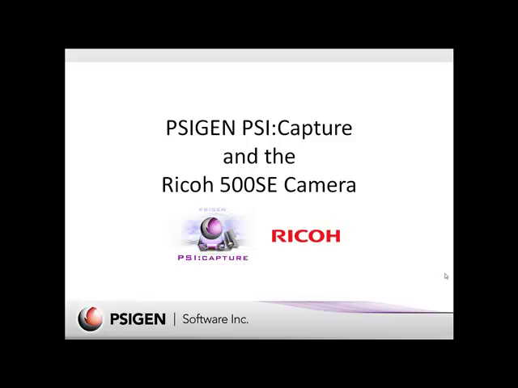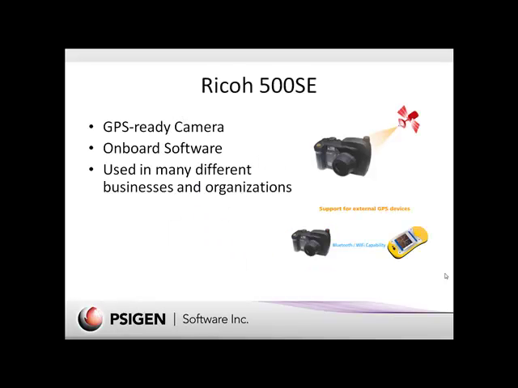In this presentation, we'll go over the integration between SiGene SiCapture and the Ricoh 500SE camera. The Ricoh 500SE is a GPS-ready camera with onboard software that facilitates data capture and the embedding of data within images. It's used in many different businesses and organizations, including police and fire departments, building departments within municipalities, and has commercial applications such as for use in an insurance company.